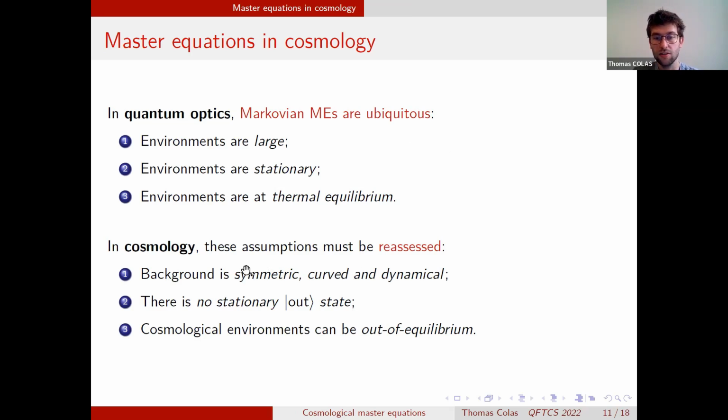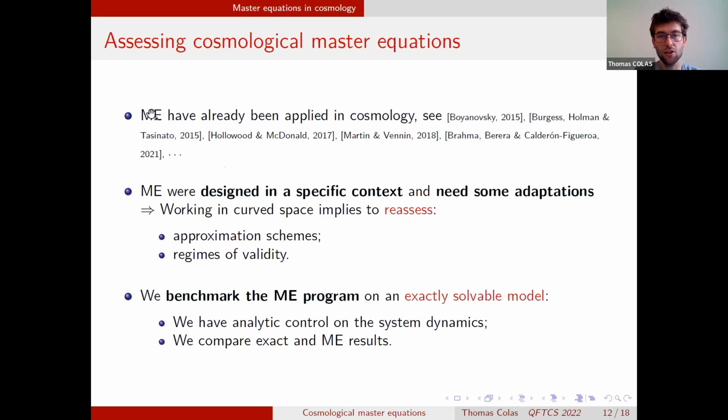In cosmology, it is symmetric and dynamical. We don't have, in general, an asymptotic state in the future boundary. And the environments in cosmology can be out of equilibrium. So my point here is to say that even if master equations have already been applied in cosmology, as you can see in these references, we have to remember that they were designed in a very specific context, and we have to be careful when we want to apply them in curved space.